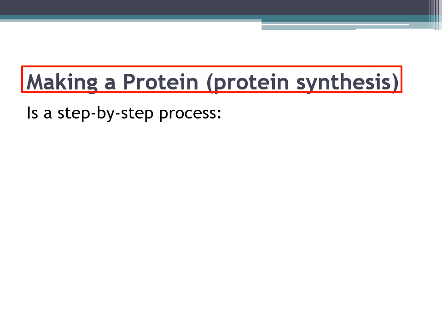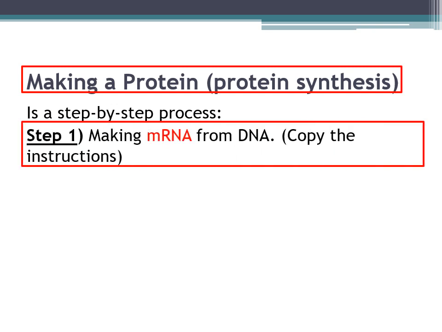Okay, let's talk about how to make a protein. Making a protein is kind of like making anything. There's a recipe to follow. And so the first step is we need to make the mRNA from the DNA. Essentially, we're copying the instructions.